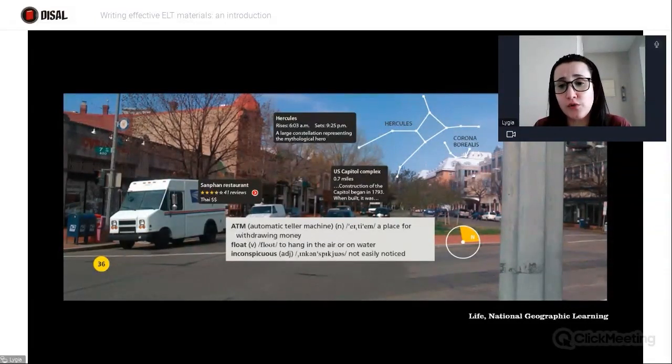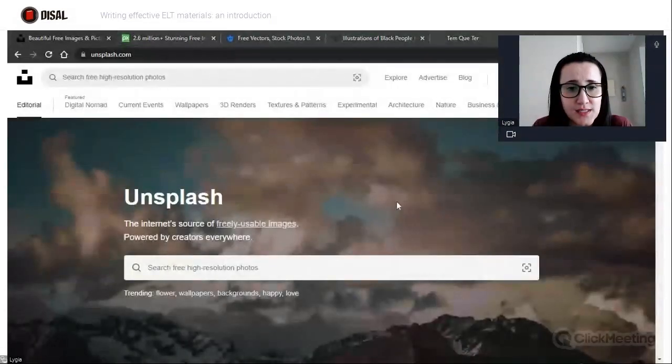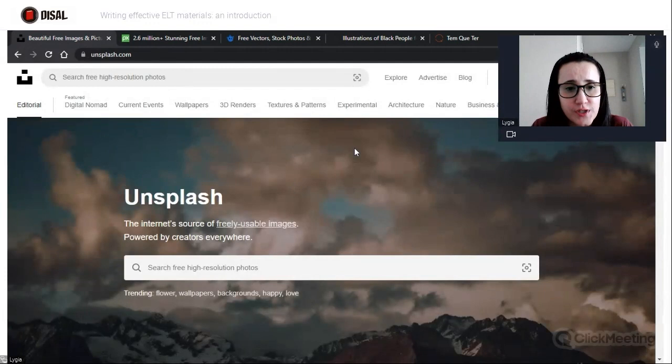Now, when it comes to choosing pictures for our materials, there are some websites that we can choose from. And I'd like to show you some of my favorite ones right now. Some of them you might be familiar with, others not. So let me change the window that I'm sharing with you right now. All right. You can see my browser right now.